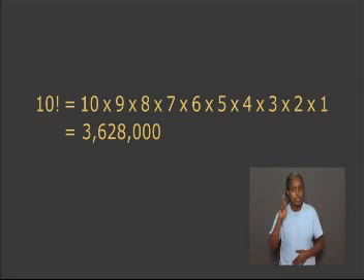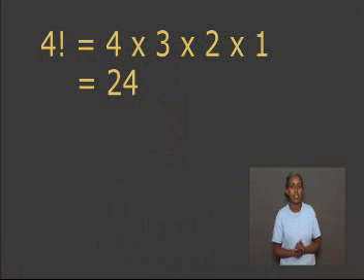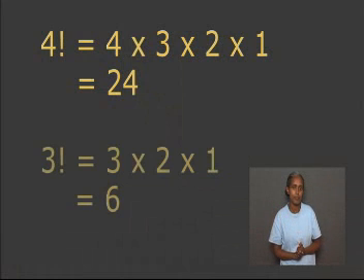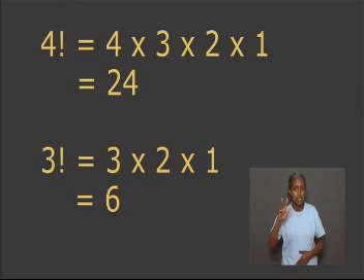This equals 3,628,000. I hope you noticed, students, that 0 is not included. Here is another example. The factorial of 4 is equal to 24. 3 factorial is equal to 6.